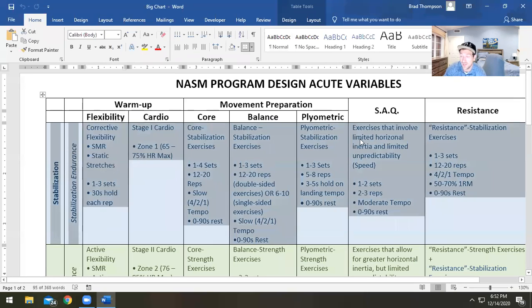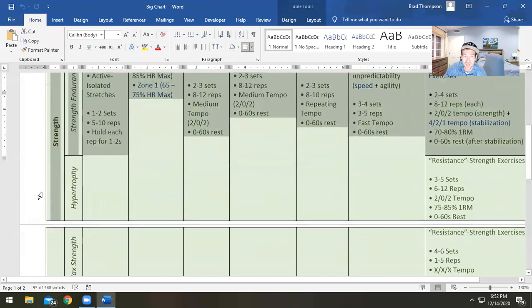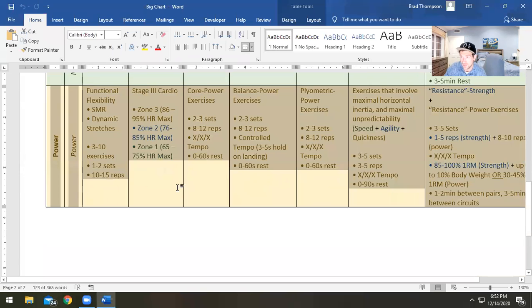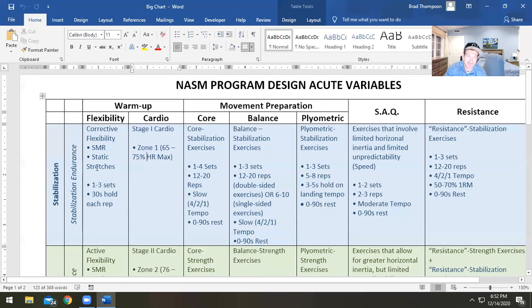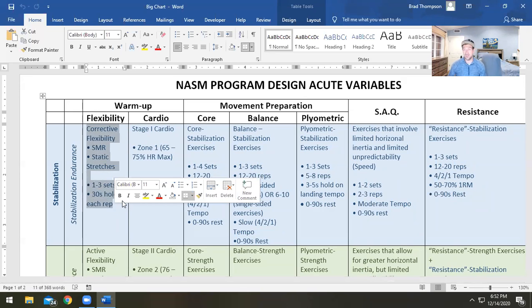So looking at the flexibility section, right? And this blue is stabilization, the green is strength, and yellow is power. So corrective flexibility is going to consist of, and we already talked about this, SMR and static stretches, right? And what you're going to do is choose 1 to 3 sets of whatever exercise you're doing, and you're going to hold each rep for 30 seconds, right? So those are all the rules for any client in the stabilization phase.